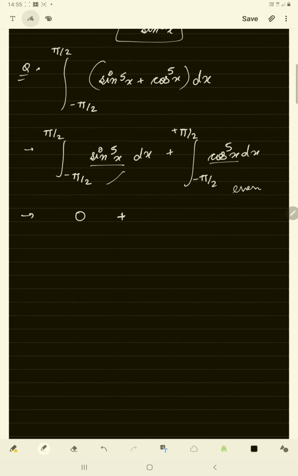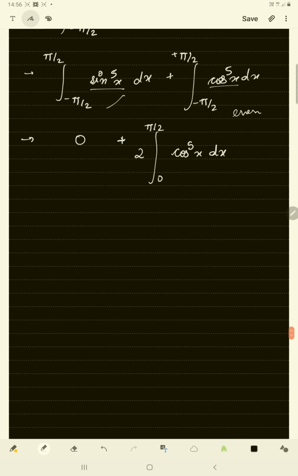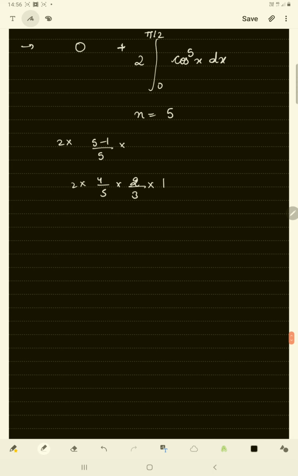Since this is an even function, we are required to do some work over here. So we can change the limit. So 0 to pi by 2, we get a 2 over here, so 2 times cos of 5x dx. Now applying the property that we did in the above question, since n is 5, we get 2 into (5 minus 1) upon 5 into, so let me write it again. So 4 by 5, and we just need to subtract 2 from it, so we get 2 upon 3 into 1. So we get, this is 5, so 4 into 2 is 8, and 16 by 15 as our final answer.